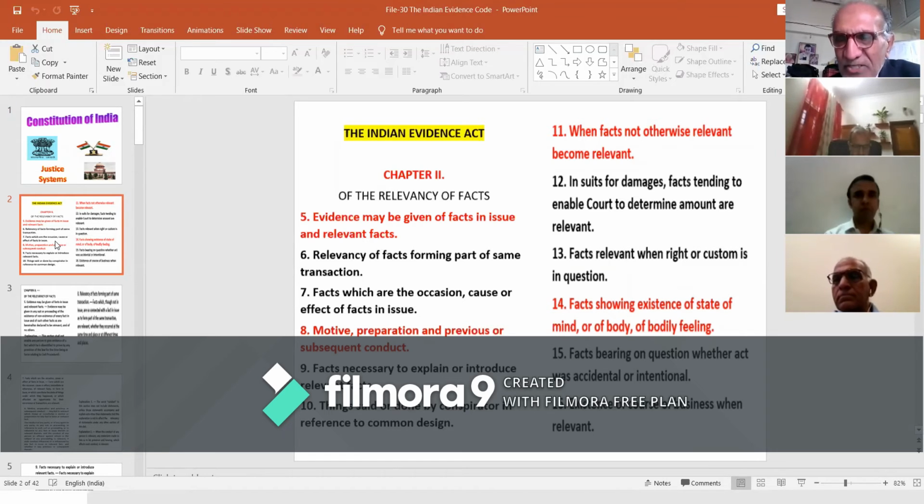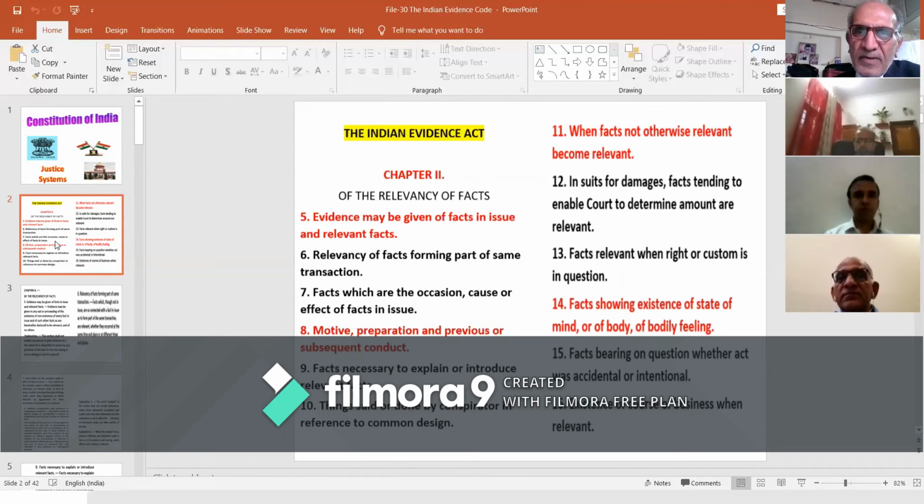law permits evidence to be led by either party. This takes us to Chapter 2 of the Indian Evidence Act. Chapter 2 of the Indian Evidence Act is titled Of Relevancy of Facts. Now, only with respect to the relevant facts does law permit evidence to be led.